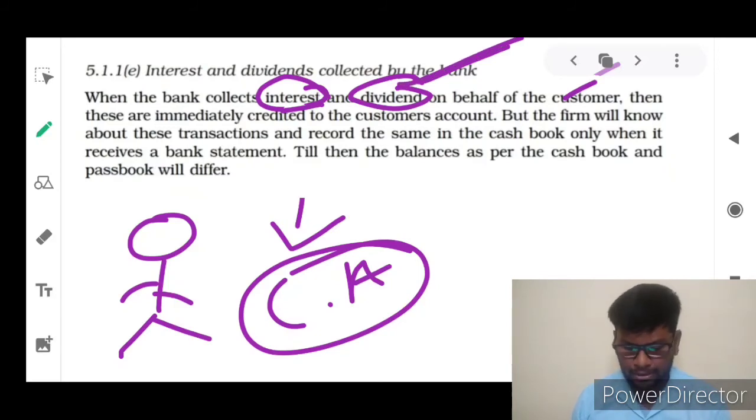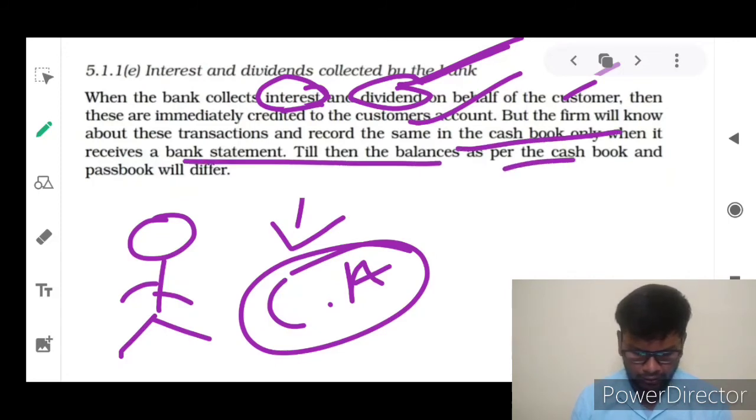So the bank receives it on behalf of you because you are the customer of the bank. These are immediately credited to the customer's bank account. To your bank account it will be credited immediately, but you don't know anything about whether it is credited or not. So definitely it will not be written in your cash book. So the cash book and the bank passbook will show different information.